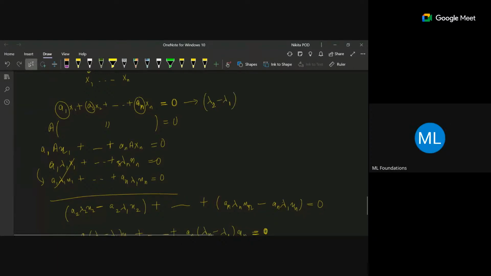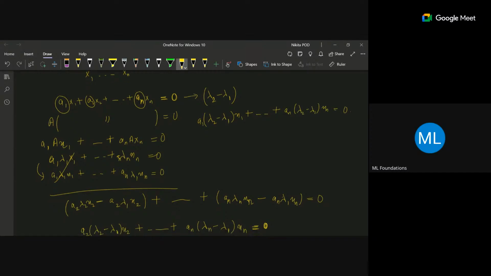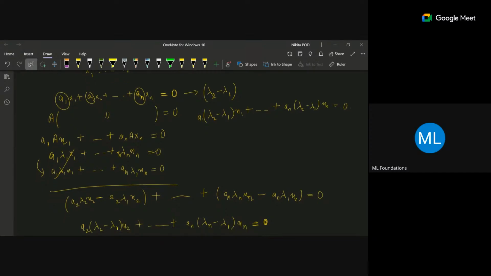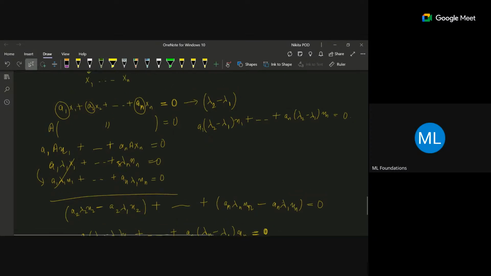Okay, then what happens? So you will get lambda 2 a1, lambda 2 minus lambda 1 x1, plus up to an lambda 2 minus lambda 1 xn equals 0. But how will you solve this? The a2 term will get cancelled, but we'll get a1.